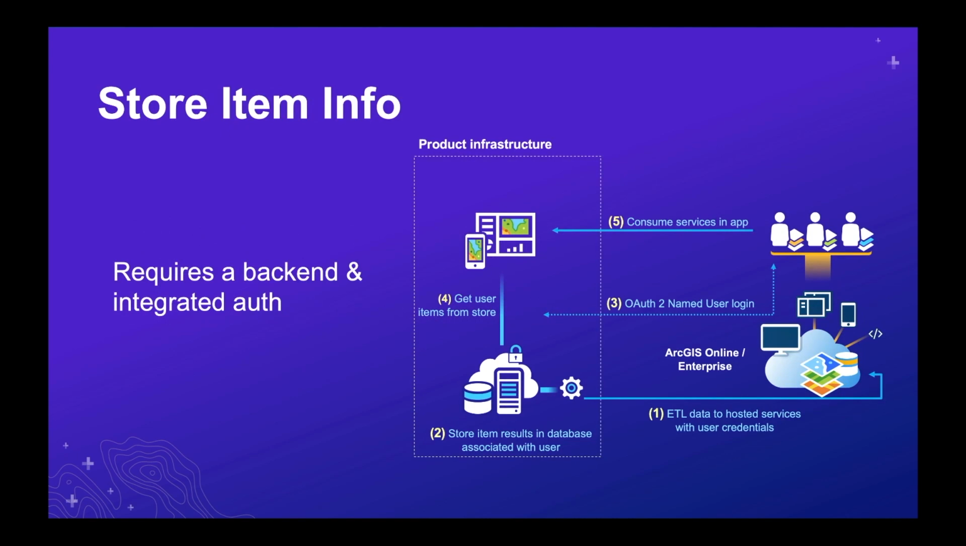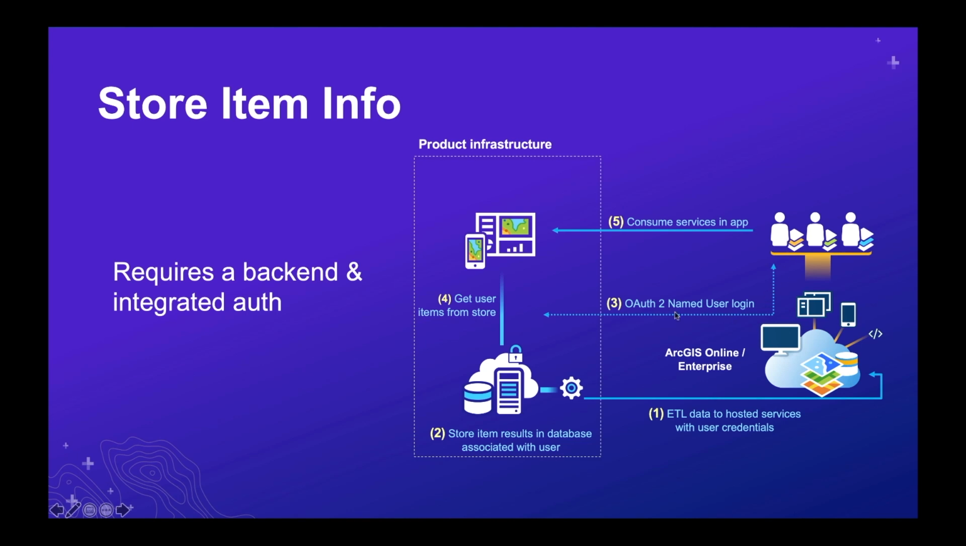So storing item info, what does the schematic look like? Basically, in this case, when you ETL the data over, or even when you create a new service that you share out, once that process is complete, you store the returned item results in a database associated with the user. So here, for example, you know the user because you have their credentials, and so you can, in your database, store the item results in it with the user information from the credentials.